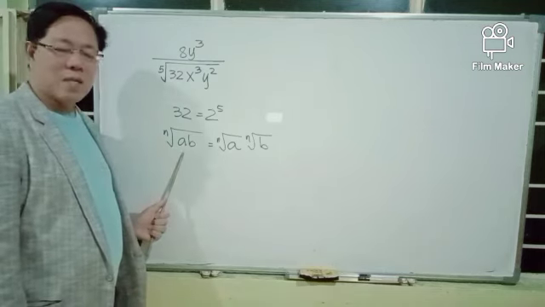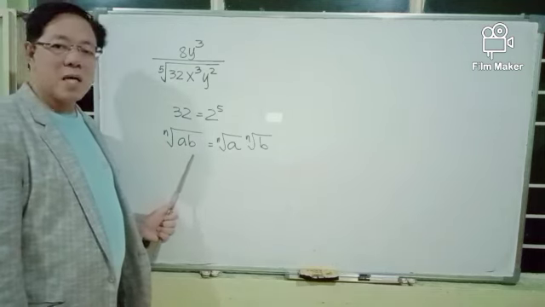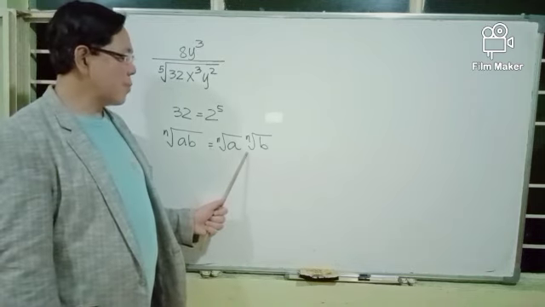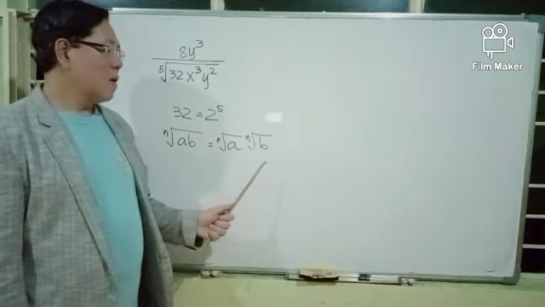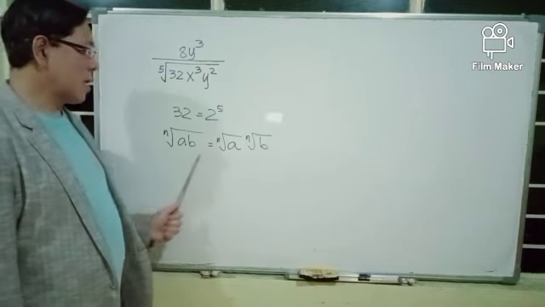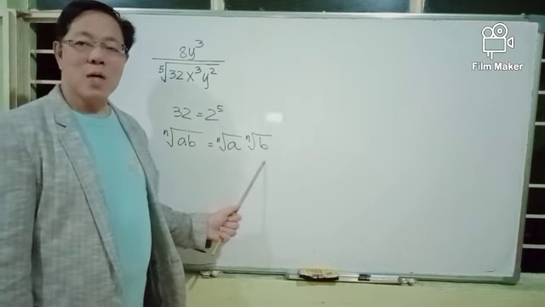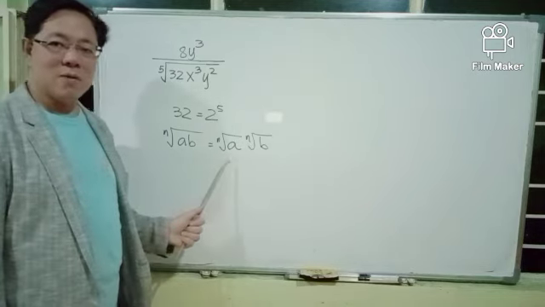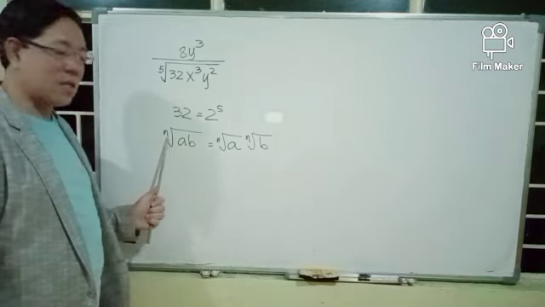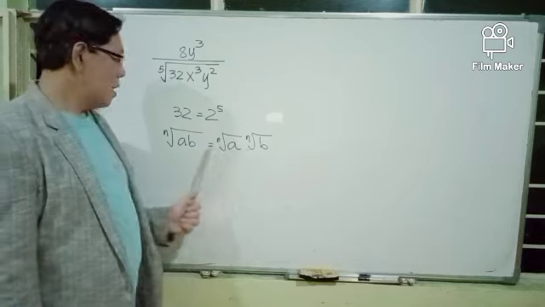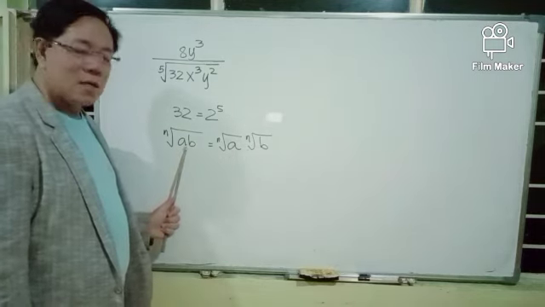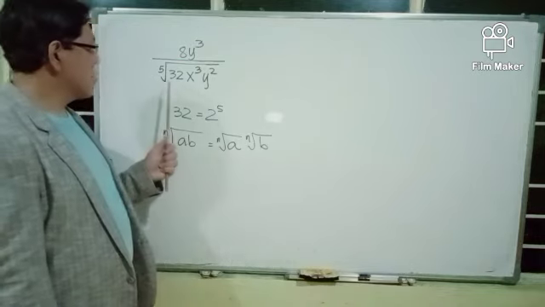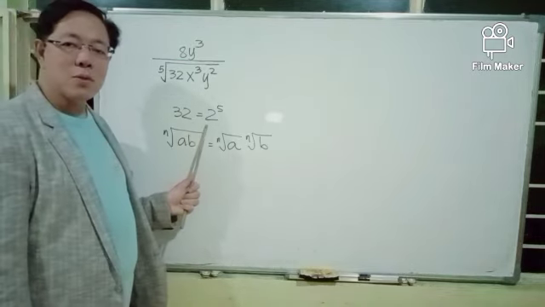This property of radical says the nth root of the product AB is equal to the nth root of A multiplied by the nth root of B. Or you can read this from the right. If you are multiplying two radical expressions with common index, they can be written as a single radical expression with index n, the common index. And the radicand is the product of the radicands A and B. First, we write 32 as 2 to the power 5.